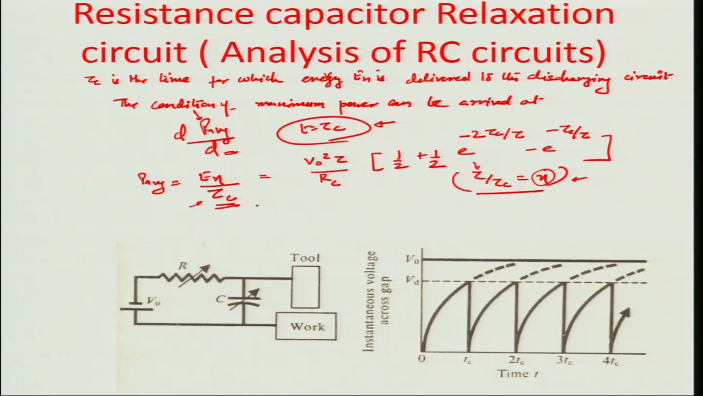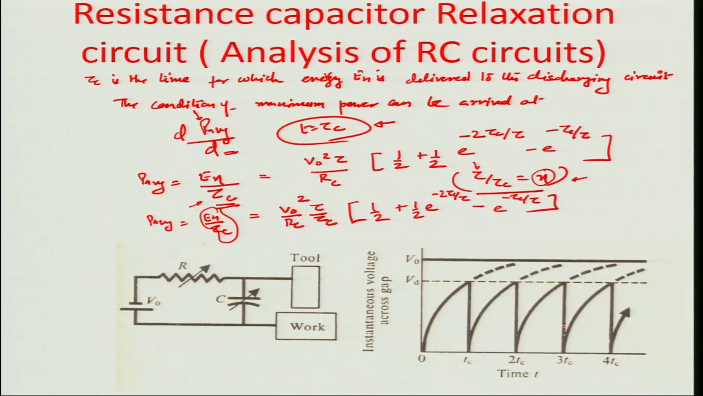So I can convert the whole equation, the average power equation here, as En by tau c equals V0 square divided by Rc times of tau by tau c, En by tau c, remember, times of half plus half e to the power of minus twice tau c by tau minus of e to the power of minus tau c by tau.